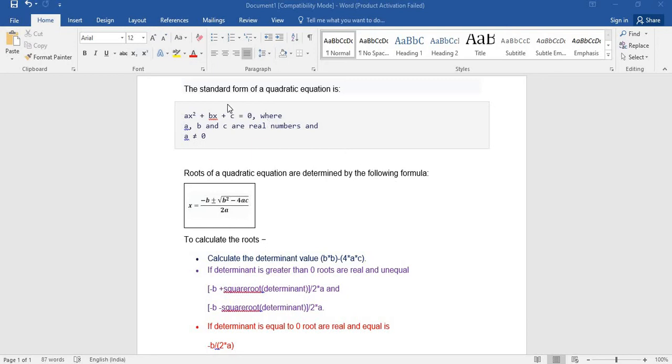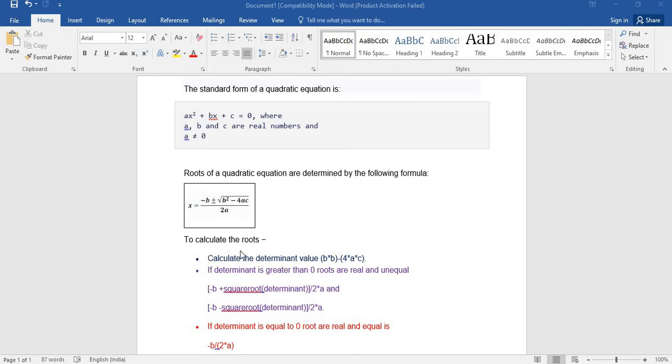Okay, so the standard form of quadratic equation is expressed in this form, that is ax square plus bx plus c, where a, b, c are real numbers. This does not belong to 0, that means its value is not 0. So for this equation, we have to calculate the root with the help of Siddhacharya formula. So this is the Siddhacharya formula in order to calculate the root of the equation, that is x equals minus b plus minus root over b square minus 4ac divided by 2a.